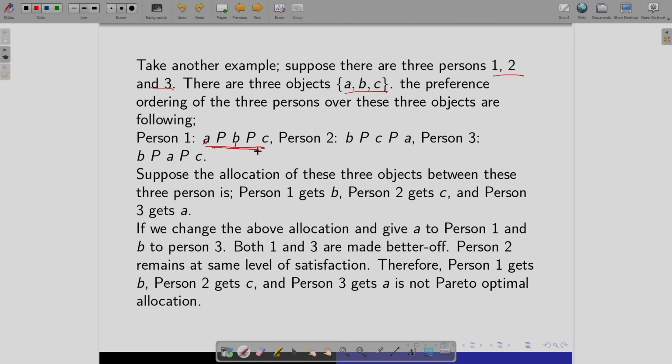Now, the preference of person 2 is that person 2 prefers B over C and C over A.